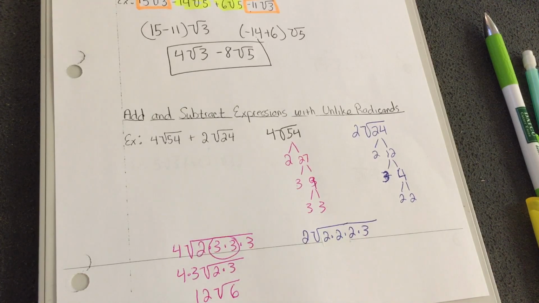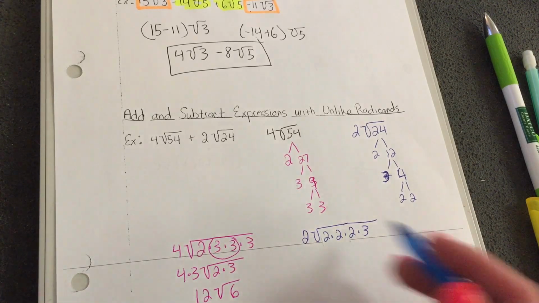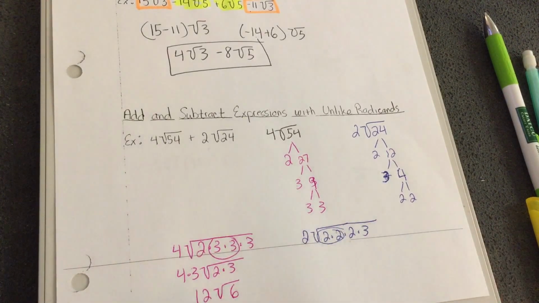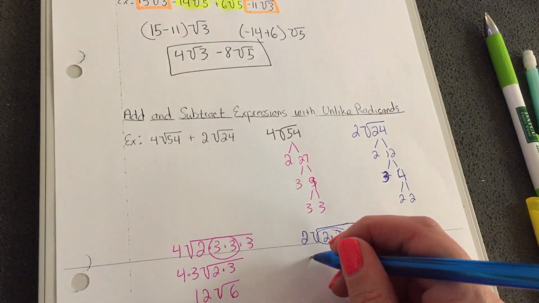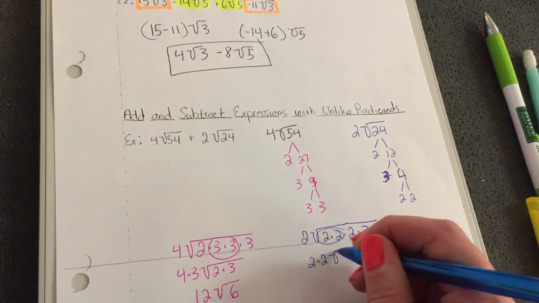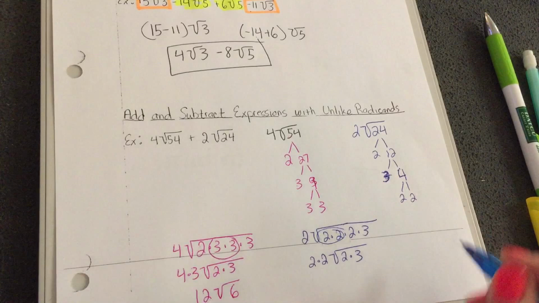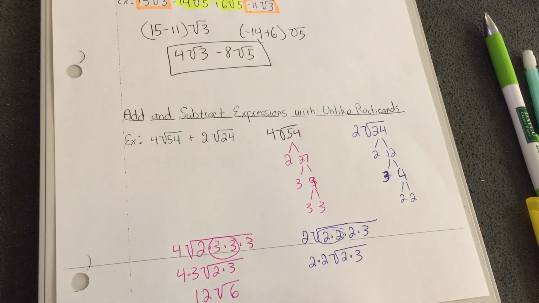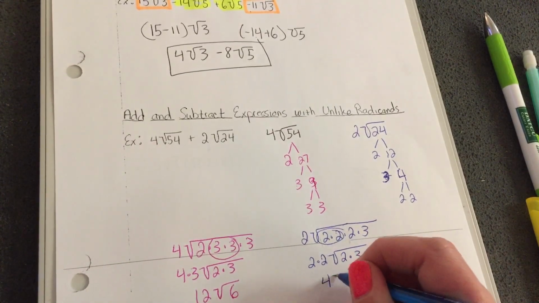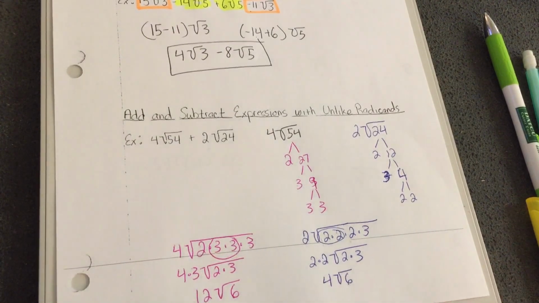Are we okay with that? Yes. Okay. So here, let's see, is there a pair I can pull out? Well, right there. If you have 2 times 2 is 4, square root of 4 is 2. So we have 2 times 2, square root of 2 times 3. 2 times 2 becomes what? 4. 4 square root 6.